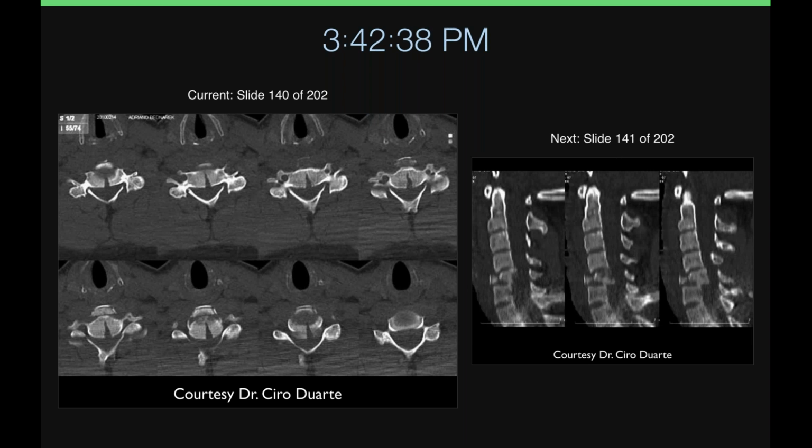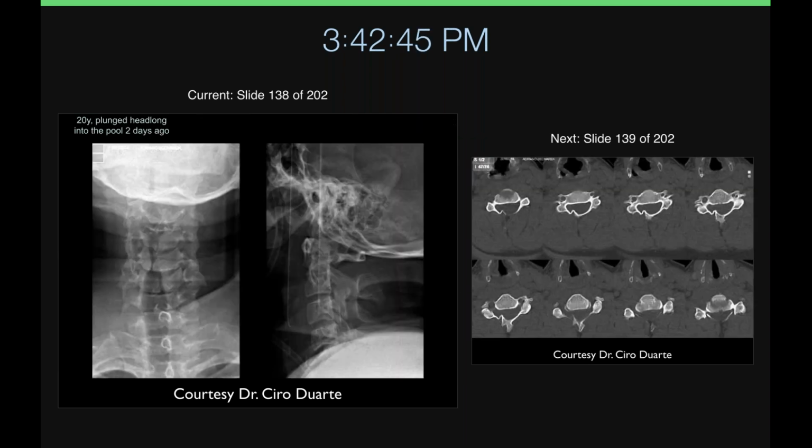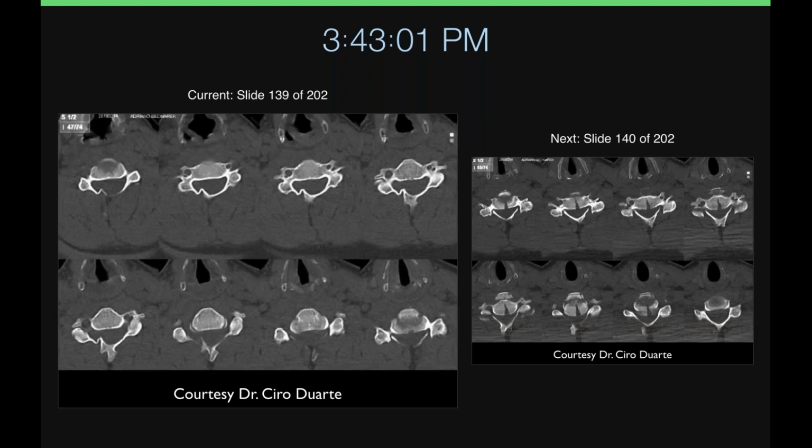Not so sure about that. I mean, the alignment didn't look that bad on the plain films. Yeah, let's go back here. These are true axials. There's straightening. There's a lot of prevertebral edema anteriorly. We don't see very far down here, so I wouldn't even try.